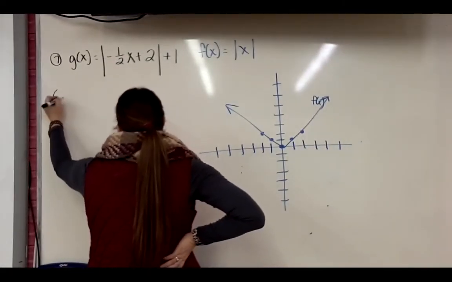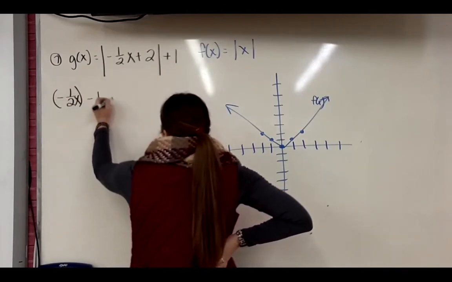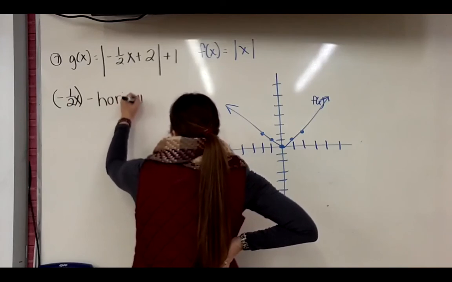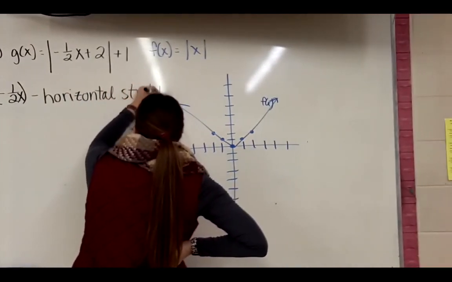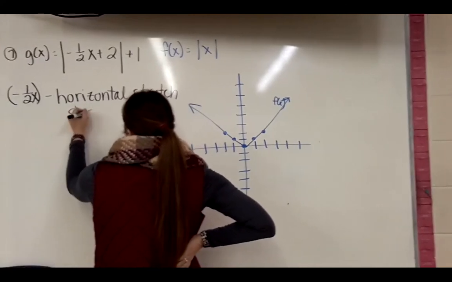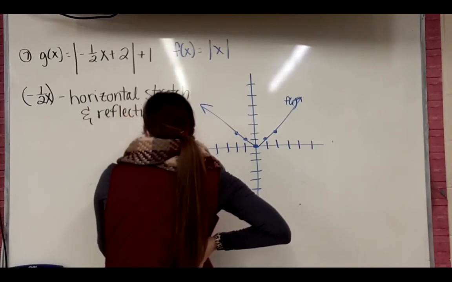If you want to make a note of what we were talking about, we were talking about the negative 1/2 x. That is a horizontal stretch. And you can just say and reflection. You don't have to say across which one right now.